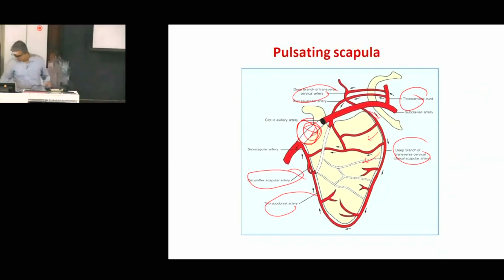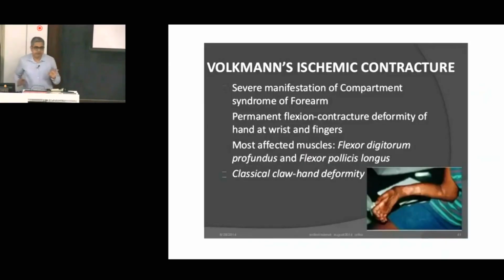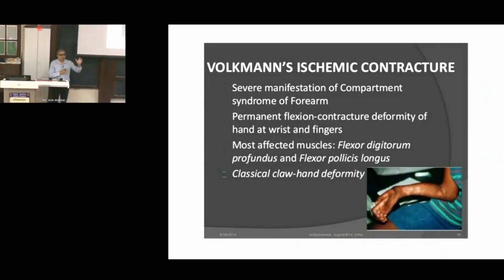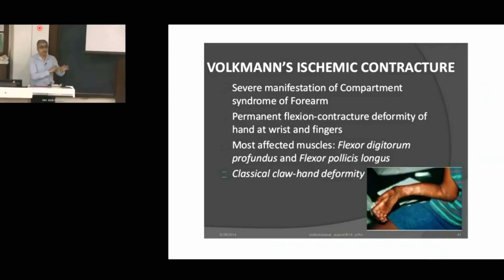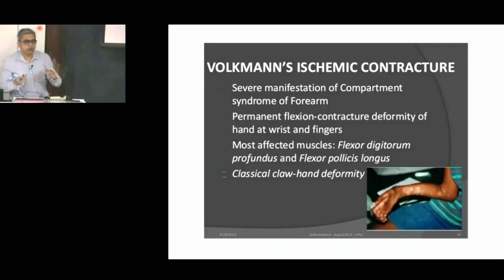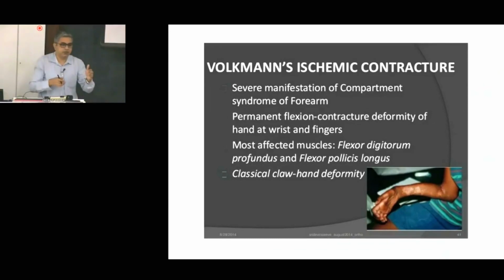Volkmann's ischemic contracture. The main thing is there is ischemic contracture. The long flexor digitorum profundus and superficialis get fibrosed and atrophied. That leads to this claw hand. This is due to compression, it's not because of paralysis. So they first have to fibrose. Then how do you test that it is Volkmann's ischemic contracture?